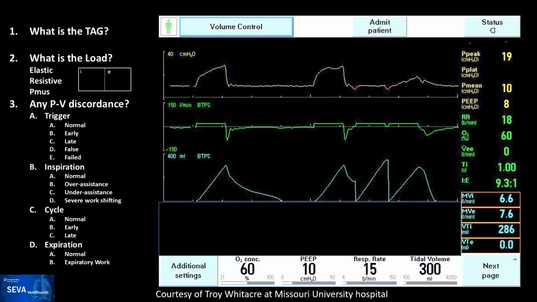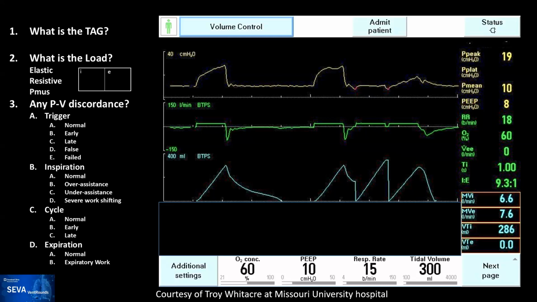Whitaker is on the call, and he lent us this very nice case from Missouri University Hospital. And so, as we usually do, right now is the time which our team should use the chat and put in what is the tag, what is the load, and what is the main patient ventilator discordance that you see here. And like any graph, you have several breaths, and in each one several things are happening. But just in general, what would be your patient ventilator discordance that you see here?